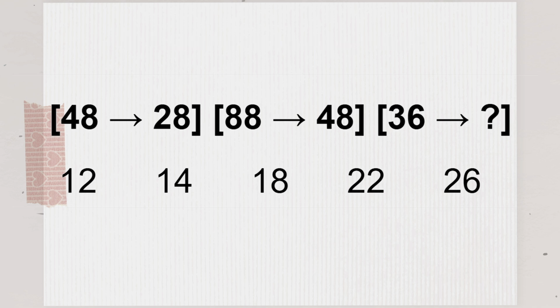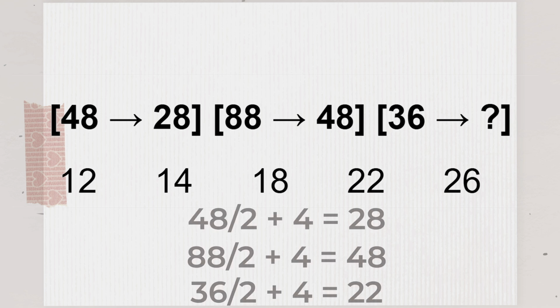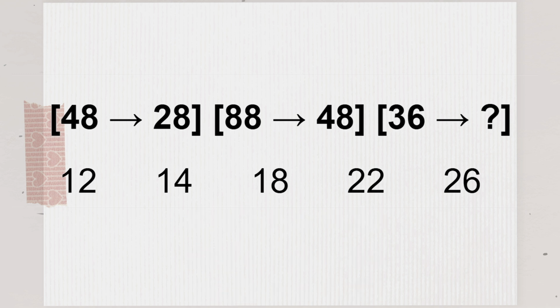Find the missing number for the third pair. The number on the right side is obtained by dividing the number on the left side by 2 and then adding 4 to the answer. Therefore, the correct answer is 22.